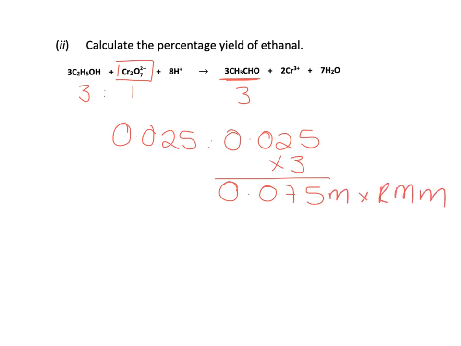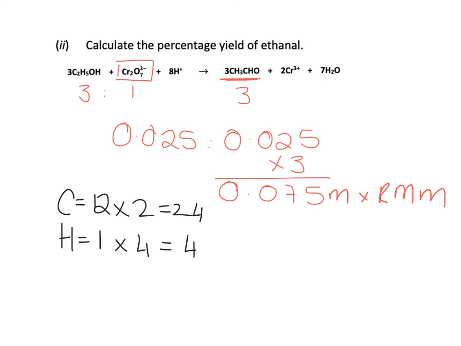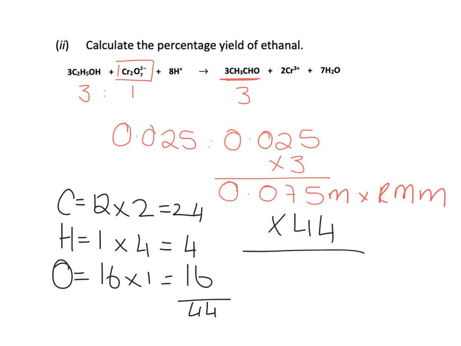So for ethanol, ethanol has 2 carbons, and we know carbon is equal to 12, so that's 24. It has 4 hydrogens, so that's equal to 4, and we can see that it has 1 oxygen, which is equal to 16. And when you add all of that up, guys, we end up getting 44. So we take our 0.075 and we times that by 44, and when we do that, we get 3.3 grams.